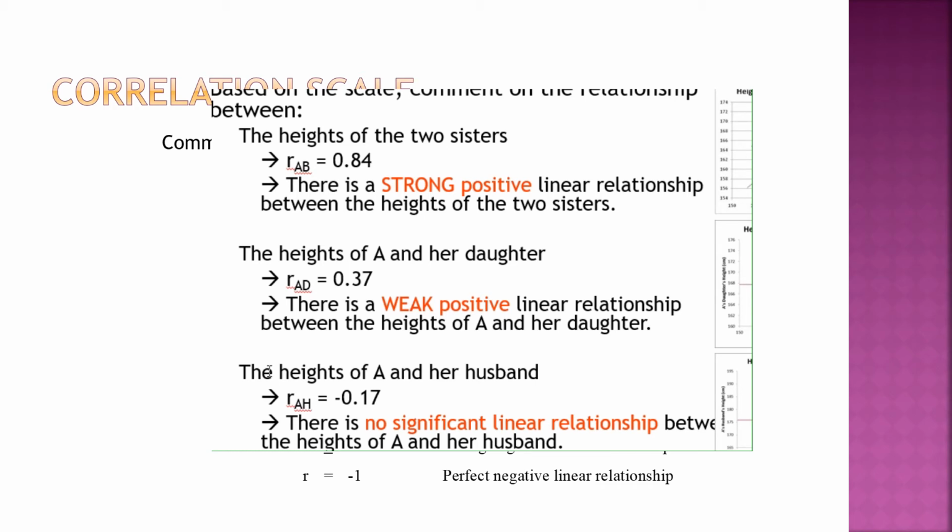All right. The heights of A and her husband is negative 0.17. What does that tell you? No relationship. Okay, there is no relationship. That is the one that all of you ask me: Miss, how do we know it's negative? How do we know it's positive? I can't see. You can't see because there is no relationship. You don't know whether it's going up or going down. Yes, your R is negative, but there should be some value to R, isn't it? That's why there is no significant relationship basically.